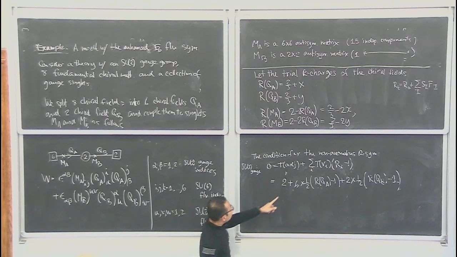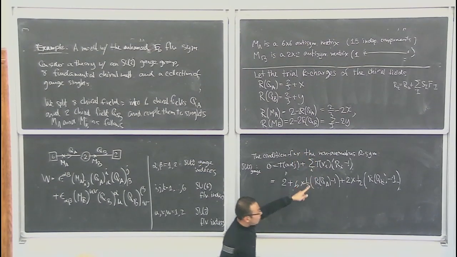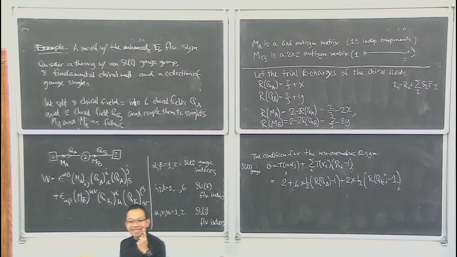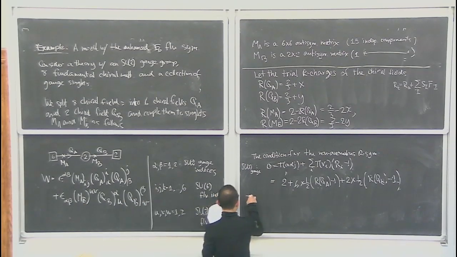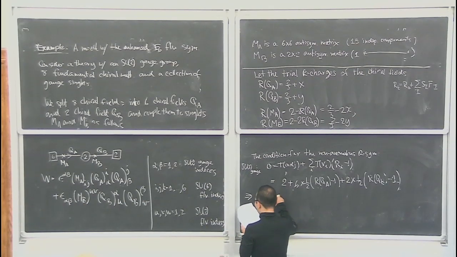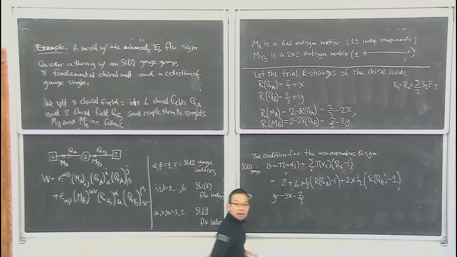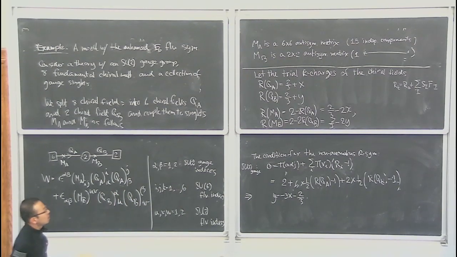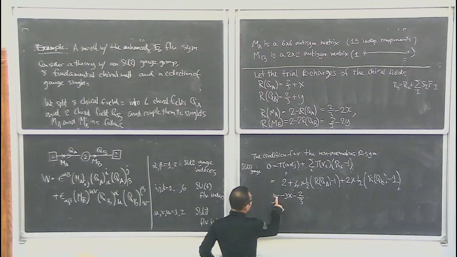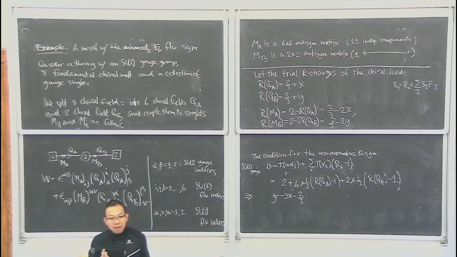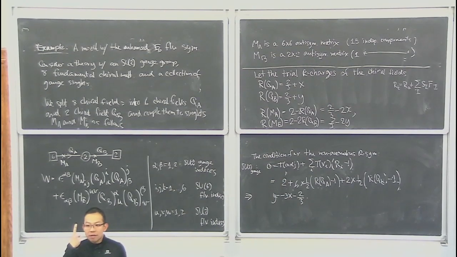So now you see this equation, when you plug these trial values in, how many do you have left? Between x and y, you have only one left, and that's the non-anomalous one. This implies y equals minus 3x minus 2/3. So we use the NSVZ beta function, or non-anomalous R charge condition, and then instead of having 2 unknowns, you fix with one unknown now.